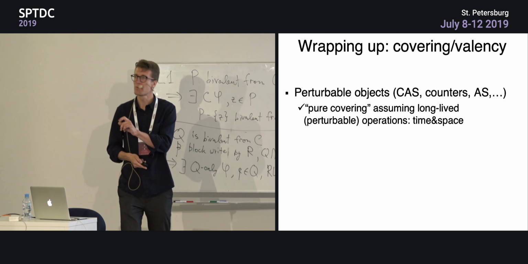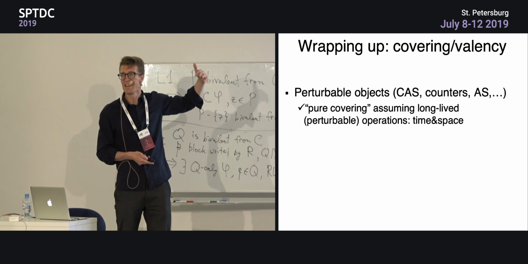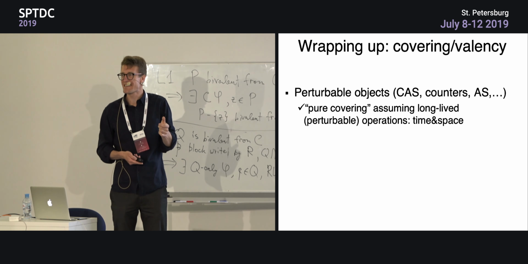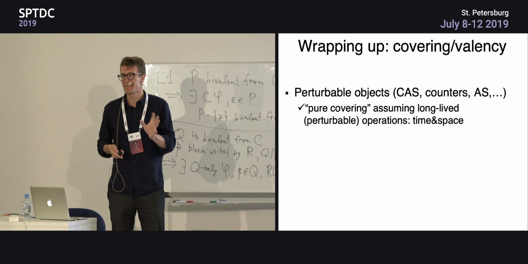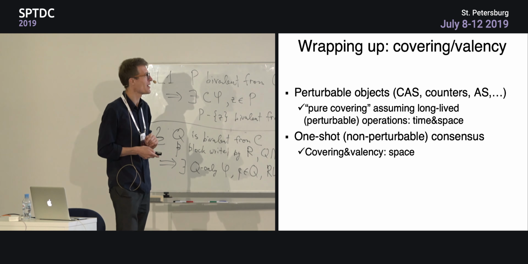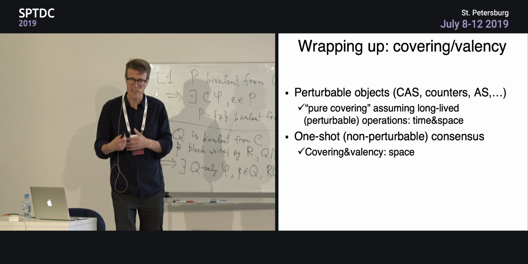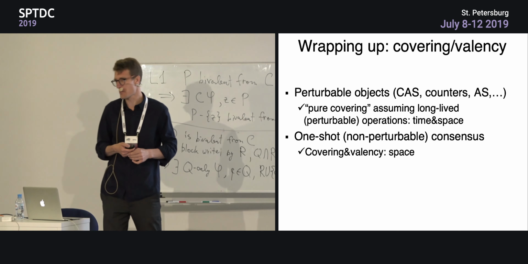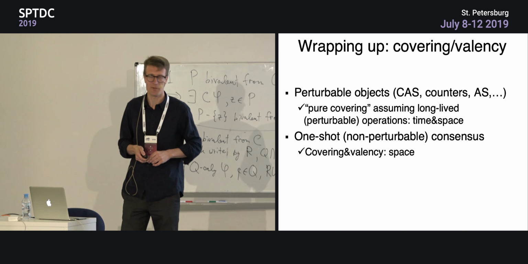Well, consensus is not a perturbable object, actually. It's an interesting observation. So consensus does not fall into this category. That means we cannot actually use this proof for consensus. With consensus, if some process decided, at some point the decision is fixed. There's no perturbation. You cannot really change it. So it's a very interesting object in a way. That's why for consensus, for one-shot non-perturbable consensus, we use additional tricks related to valency. We can only use space, but there's a conjecture that it also holds for time, but no proof. So if you're interested, you can try to attack this problem.